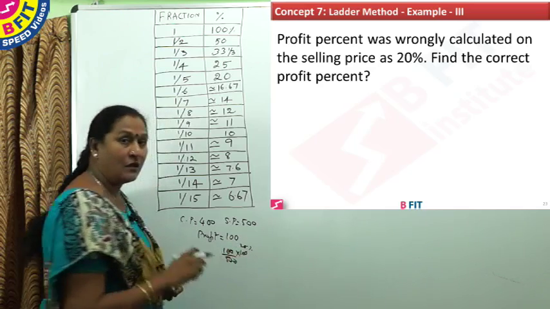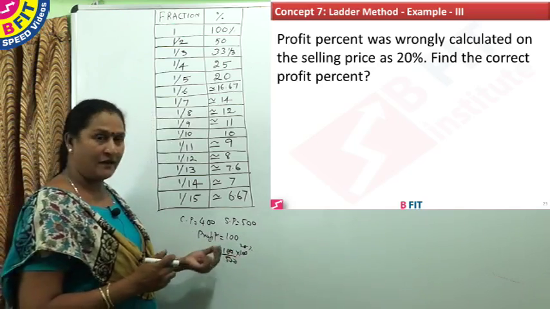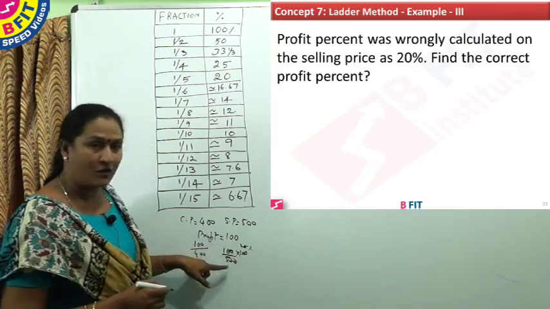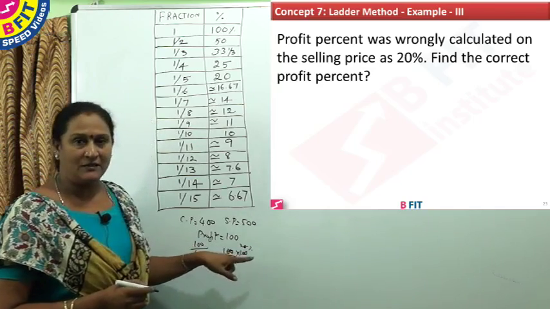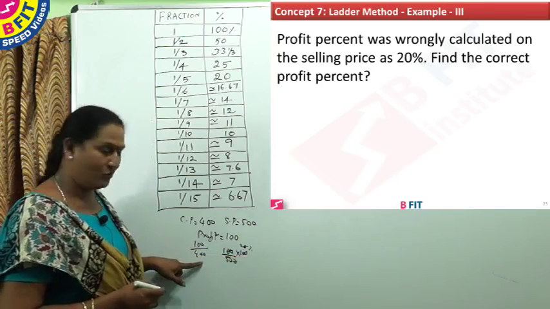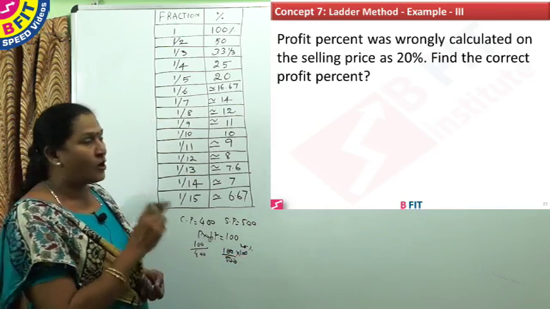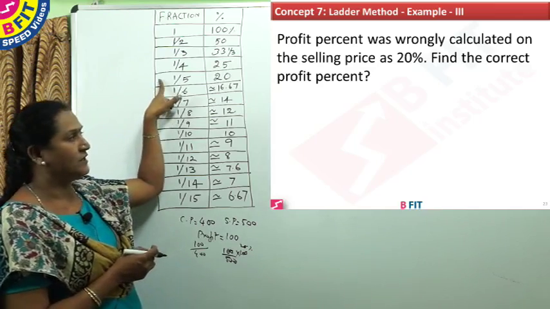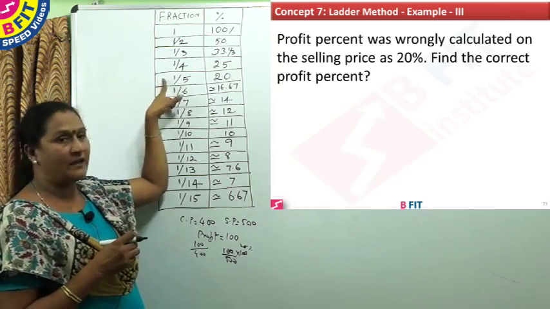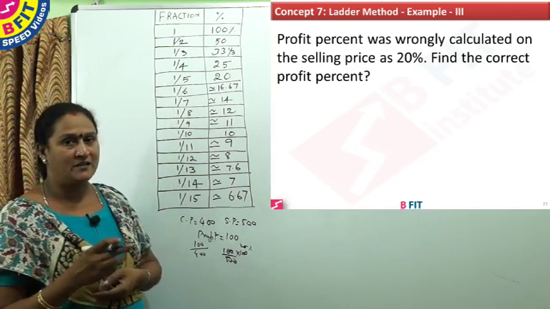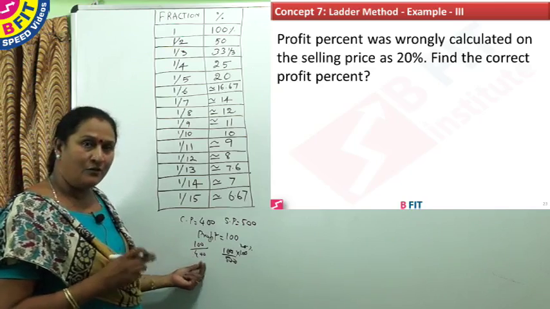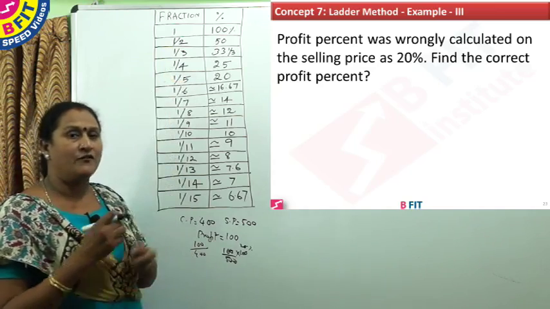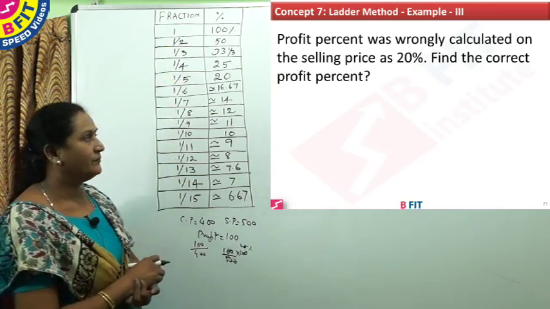Now the correct profit percent is asked. This 100 should be calculated on 400. Calculating on a higher value, the value will be less. If you calculate this on a lower value, the value will be more. So the wrong profit percent which is given is a decreased one. Calculating on the selling price, profit percent is got as 20. What will be the correct profit percent is asked. Calculating on the lower value, it should be more. For that, you have to go one step up. So the correct profit percent is 25%.